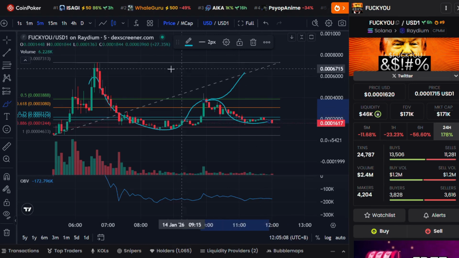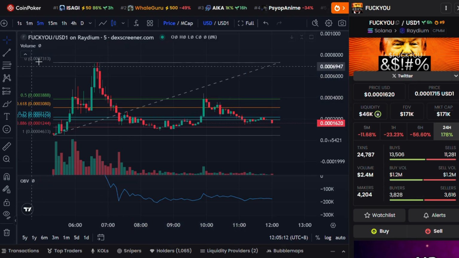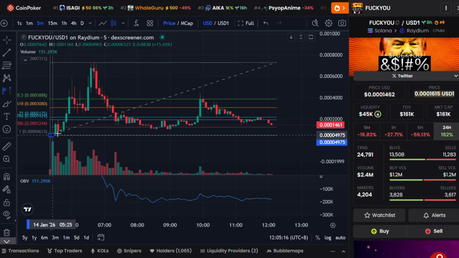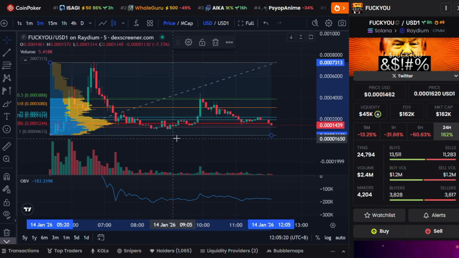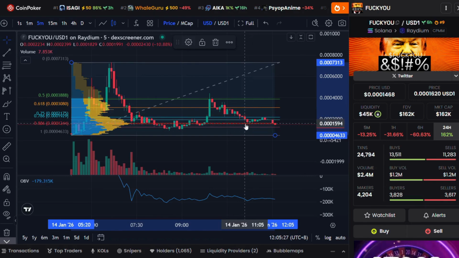Next, I want to add the fixed range volume profile across the entire life of the token. When we do this, we can clearly see that price has been interacting with the point of control as both support and resistance since launch. This tells us that this level represents fair value for the majority of market participants so far.